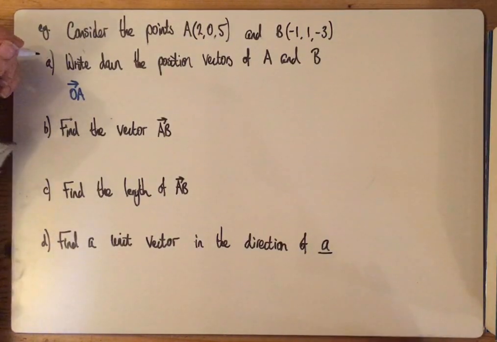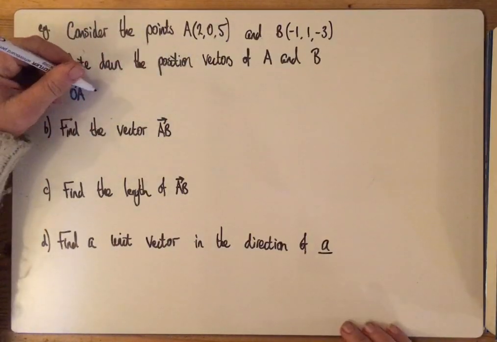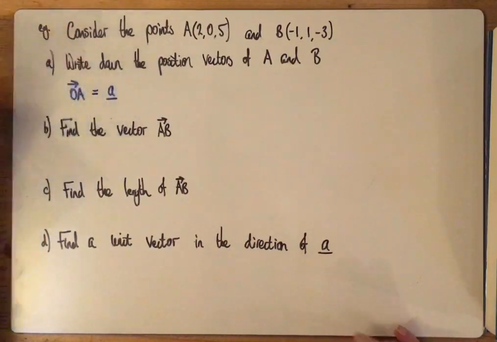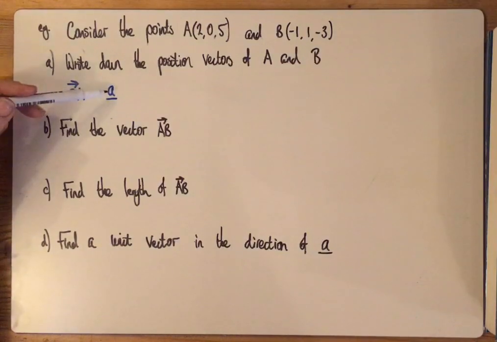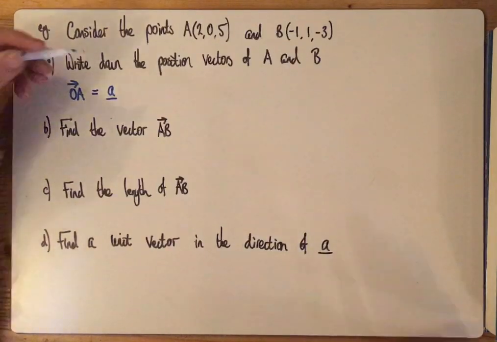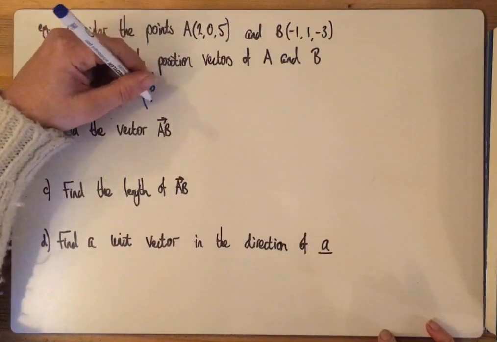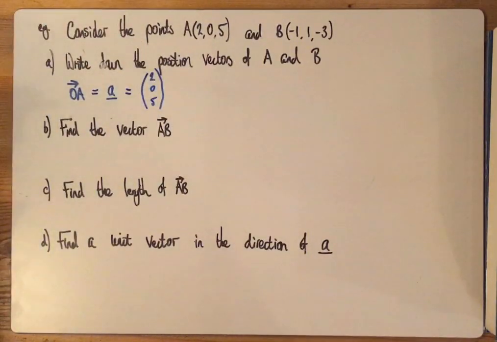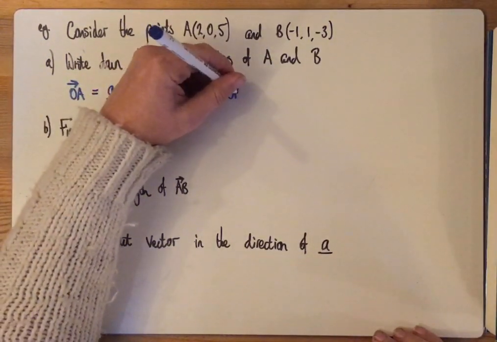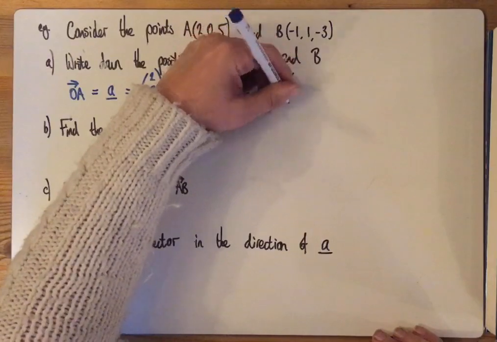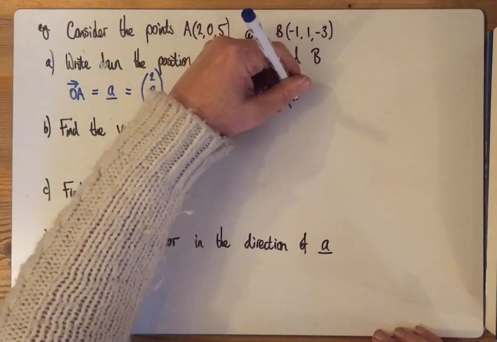The other notation for the position vector of A, so we tend to use capital letters for points, is lowercase a as a vector. So that's also used as the position vector of A. So both of those notations are good to have under your belt. And then we're literally just going (2, 0, 5). So you just write the coordinates as a vector instead. Position vector of B, so that goes from the origin to B. Again, you can use lowercase b for the position vector of B, (-1, 1, -3).